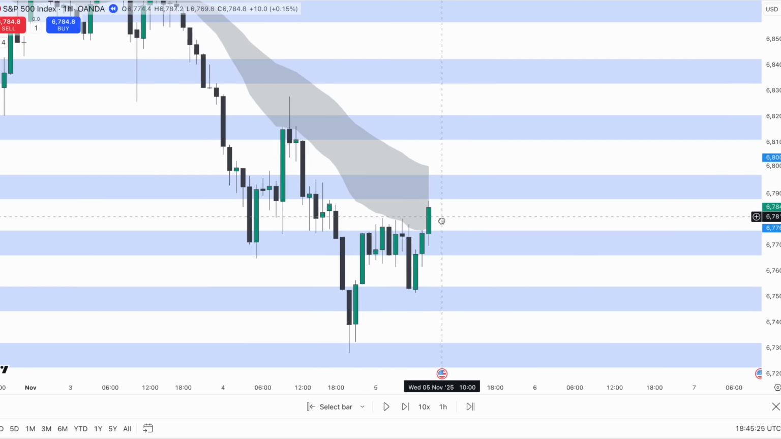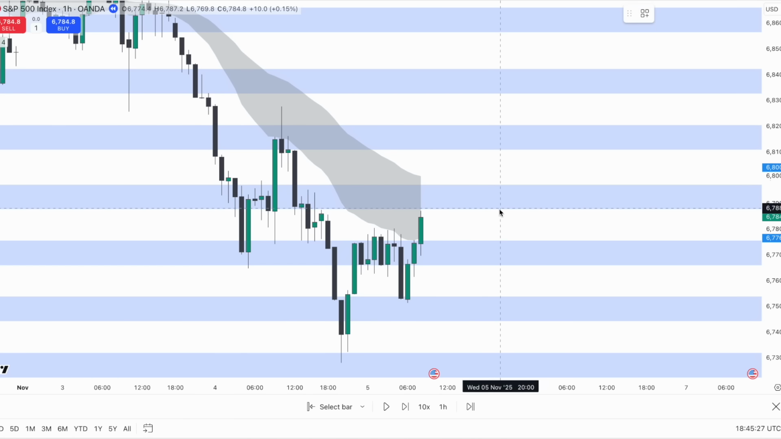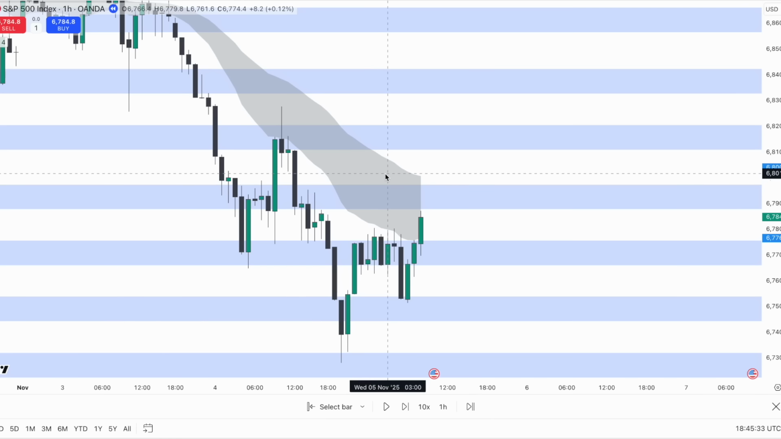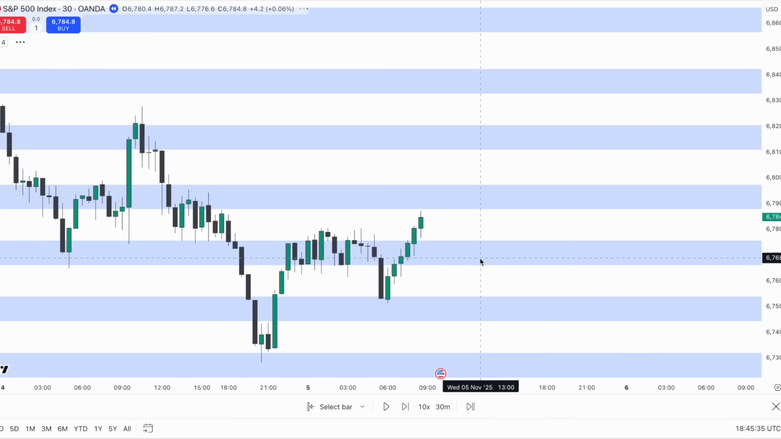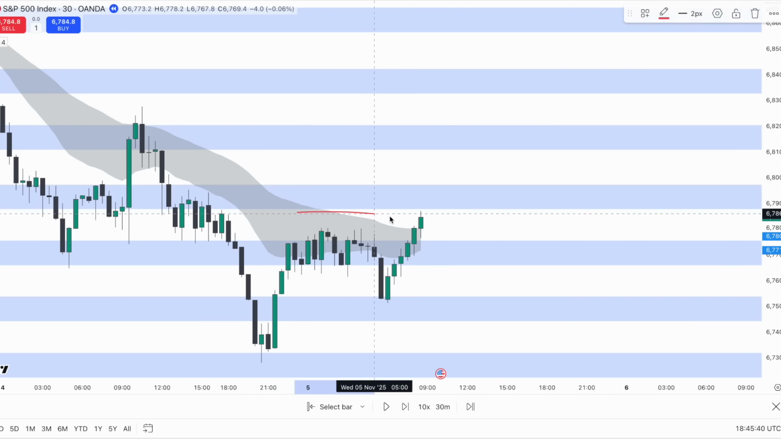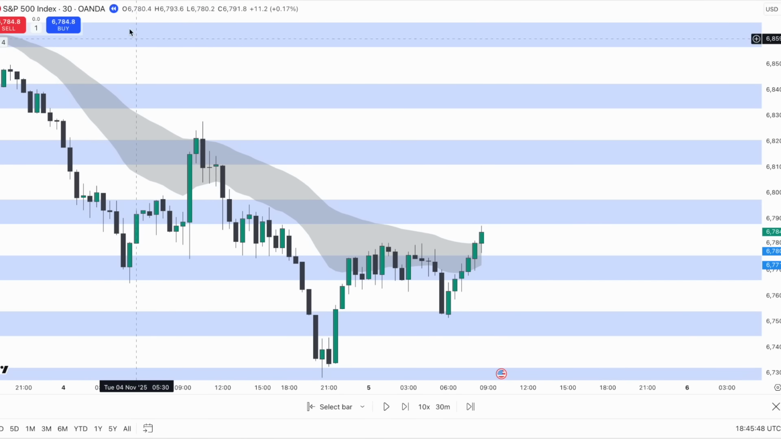On Wednesday, we see that the 1-hour cloud is still firmly bearish, although it's starting to flatten here a little and maybe begin to curve up. This doesn't mean anything yet, but it's something to keep in mind. Let's take a look at the 30-minute. So on the 30-minute, we see that the cloud is actually flat overall, and the price is even beginning to move above it.